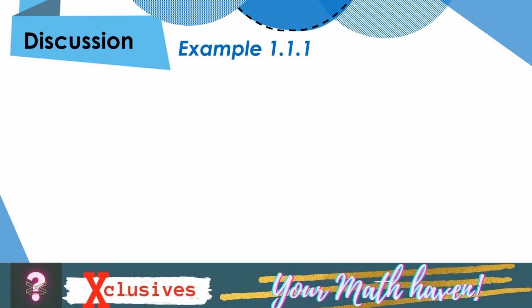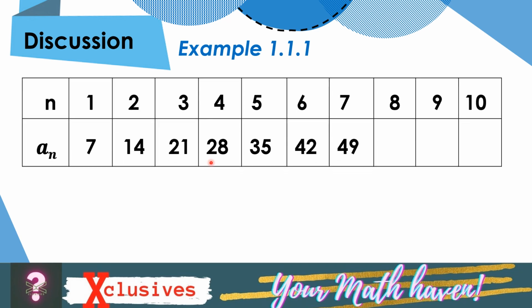Example number 1.1. Here is a table of a certain sequence. Let n be the number term, and a sub n indicates the specific location or position of the term of the sequence. Now here, we are expecting 10 terms, but the last 3 terms are unknown.